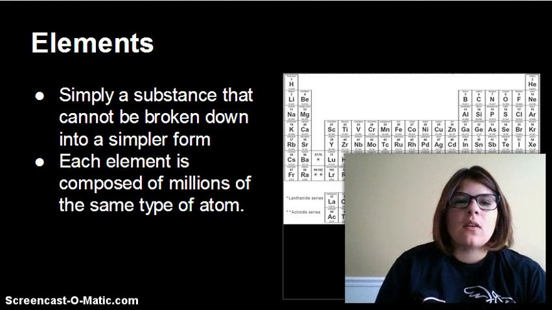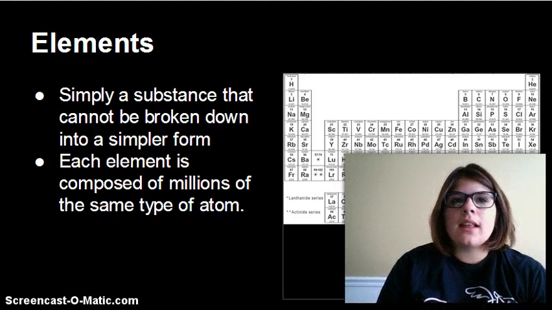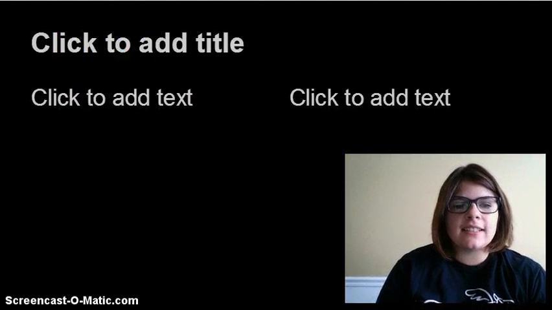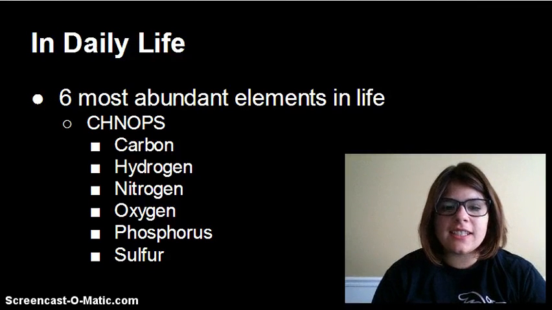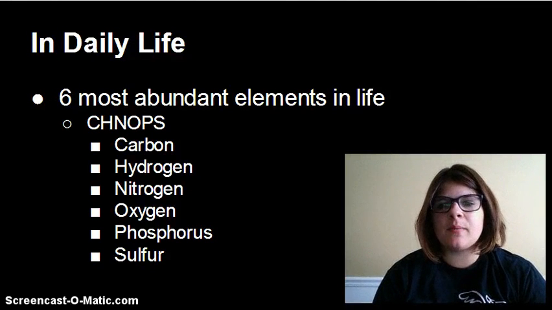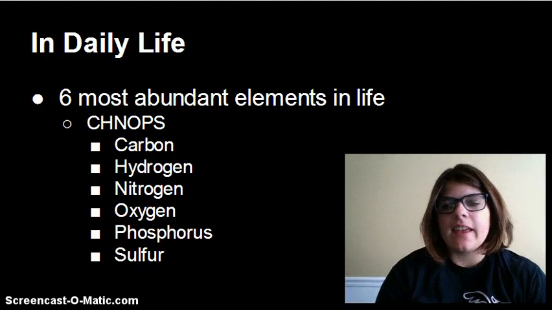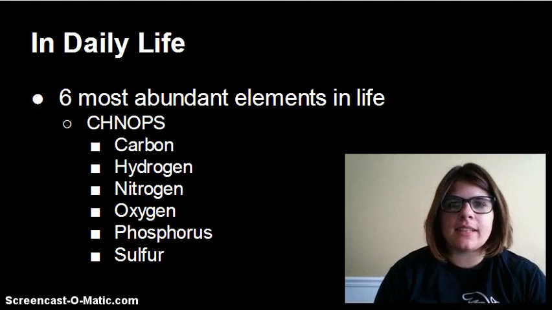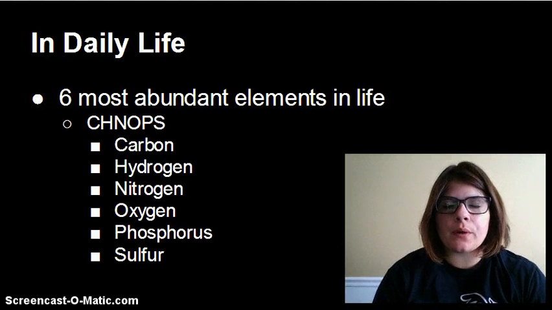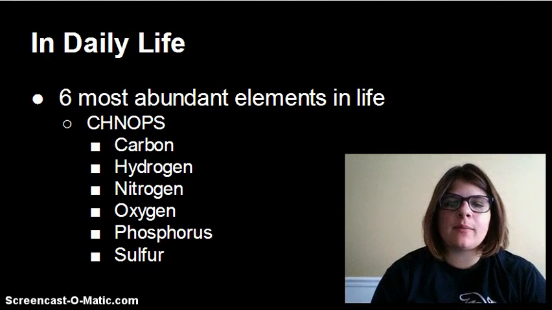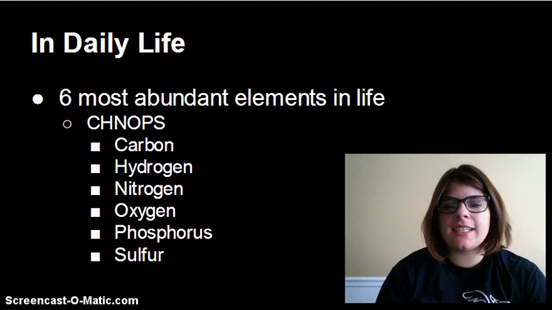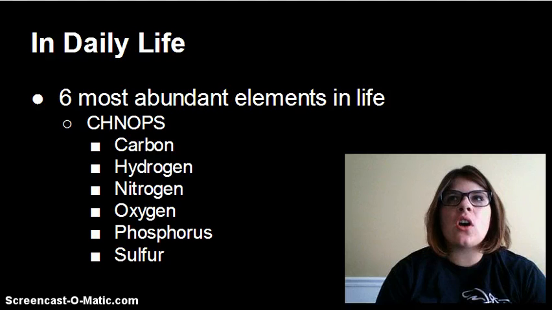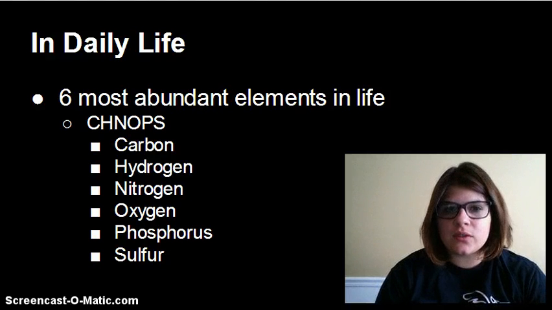So why are we talking about elements though? Well, life requires 25 essential elements, and there are actually 6 elements that are most abundant in life. Now, these are the ones we see on an everyday basis. We don't work with them, but we use them on an everyday basis. So we have carbon, hydrogen, nitrogen, oxygen, phosphorus, sulfur. And you consume these all day, every single day.